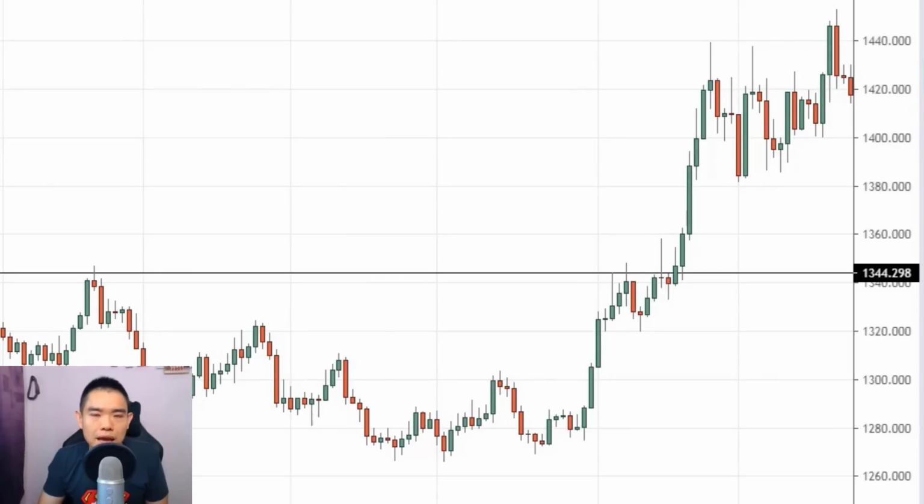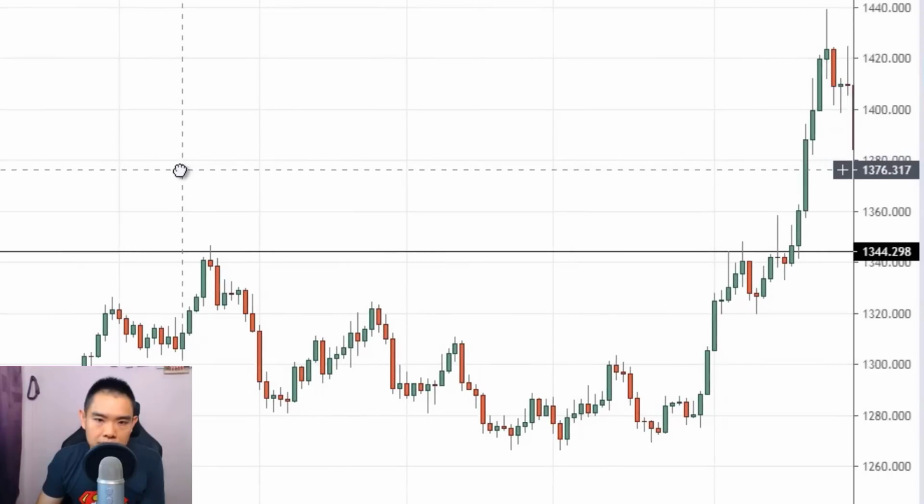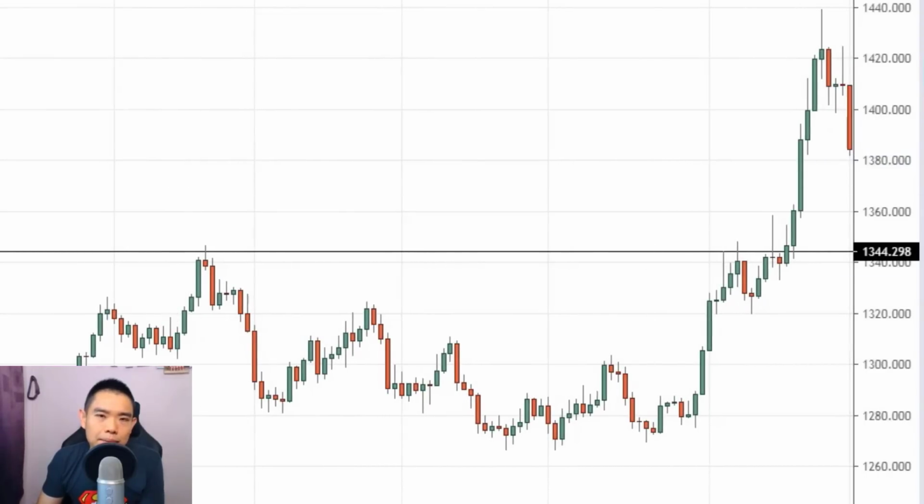Let the 20 MA be your guide, because here's the thing. When the price pulls back, say at this point over here, it's starting to pull back. You're wondering, man, is it time to enter the trade? So this is where the 20 MA is so useful.